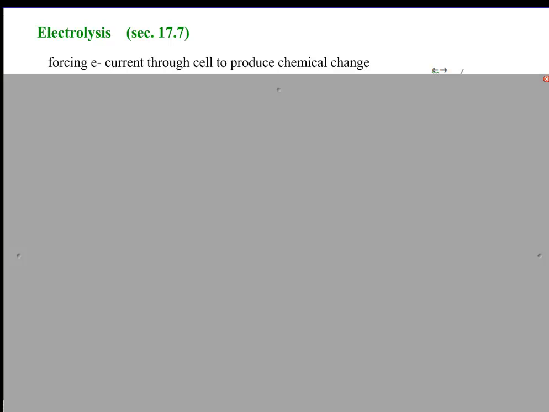A next topic to take a look at is electrolysis. Electrolysis is the reverse of a galvanic cell. What we're doing is forcing electrons, in the form of a current, through an electrochemical cell to produce a chemical change, and so they are going the opposite direction they would normally go if the reaction was allowed to be spontaneous.